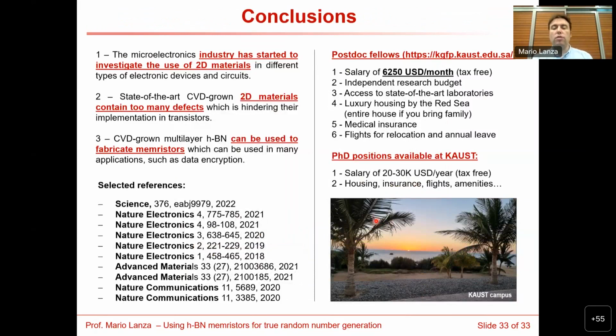So the main conclusions of my work is that 2D materials have started to be used by the semiconductor, let's say microelectronics industry. State-of-the-art CVD-grown 2D materials contain too many defects, which prevent their use in transistors, especially boron nitride, which cannot be used as a reliable gate dielectric so far, but they can be used to fabricate memristors, as I have shown in this study.